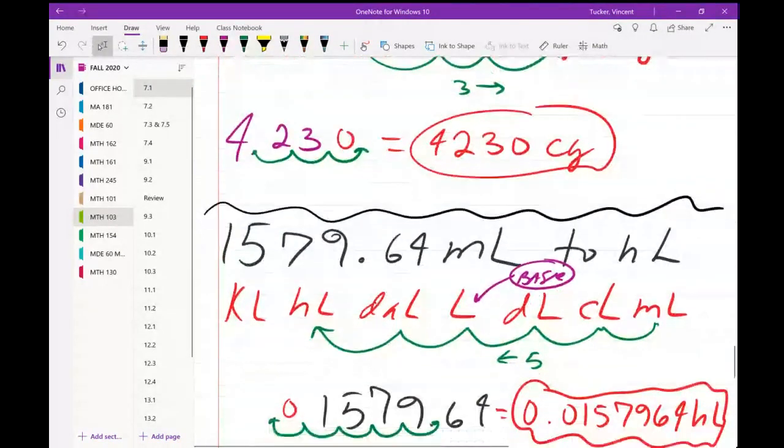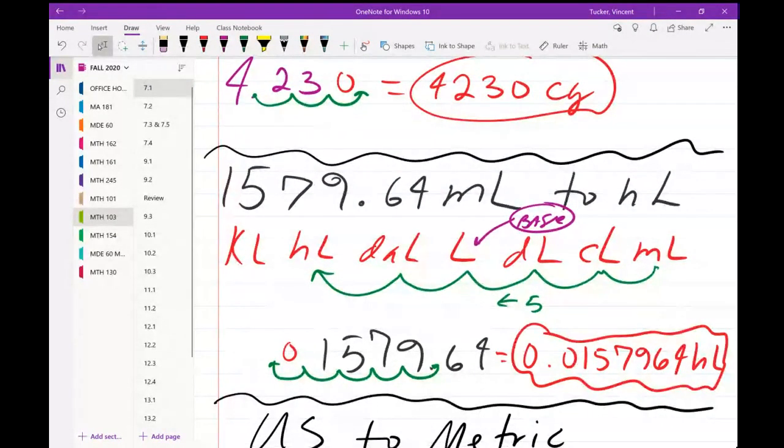This time we're looking at liters, going from milliliters to hectoliters. I guess I can erase it and walk through it. So if we start at milliliters, we're going 5 to the left. We'll take our decimal and go 1, 2, 3, 4, 5 to the left. And so that means we need a 0 for a placeholder. And we get 0.0157964 hectoliters.